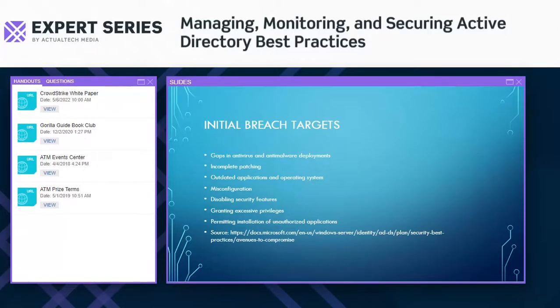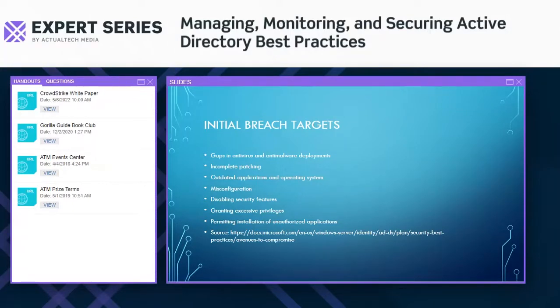But some of the more common initial breach targets include gaps in antivirus and anti-malware deployments, incomplete patching, outdated applications and operating systems. And that's a big one, because even if you've stayed up to date with hardening Windows Server and keeping everything patched and all that, if you've got an outdated application that contains a vulnerability, well, that application has to have some sort of permissions in order to run.